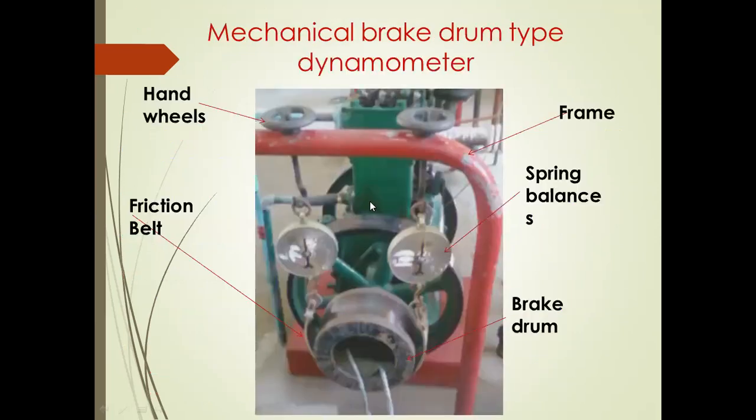Based upon the load test, there are different types of dynamometer for the IC engine. The first is the mechanical brake drum dynamometer. In this photographic view, the internal combustion engine's output shaft is coupled to a brake drum. A spring balance is connected to the brake drum and we can apply the torque conditions.